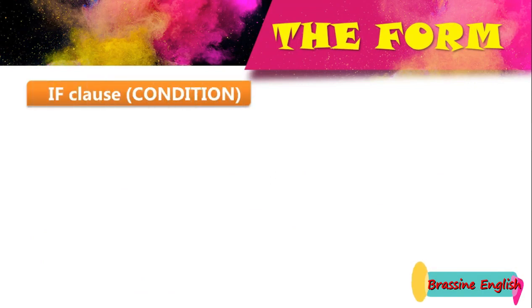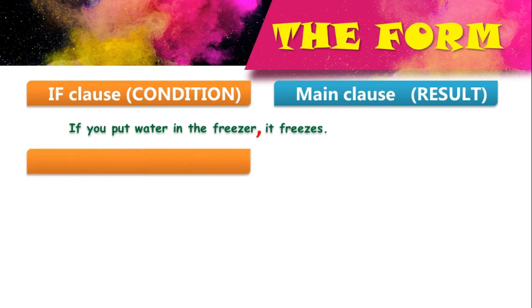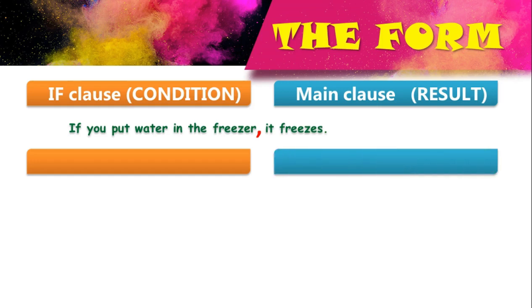When we talk about the form of conditional type zero, we normally start with the if clause plus the main clause. For example, if you put water in the freezer, it freezes. And here we get the same rule that we've just seen, which is if plus subject plus simple present in the if clause, and subject plus simple present in the main clause.